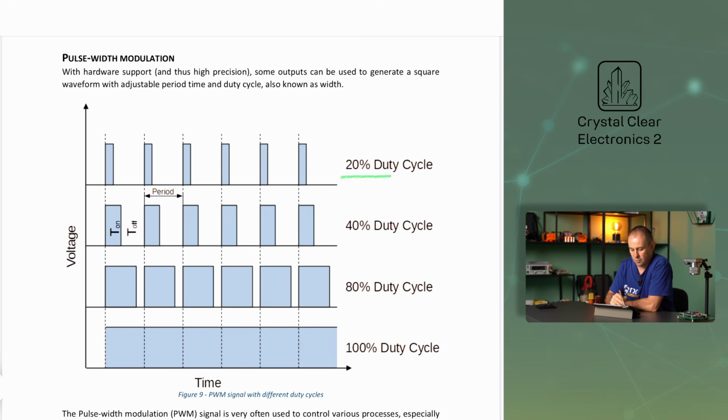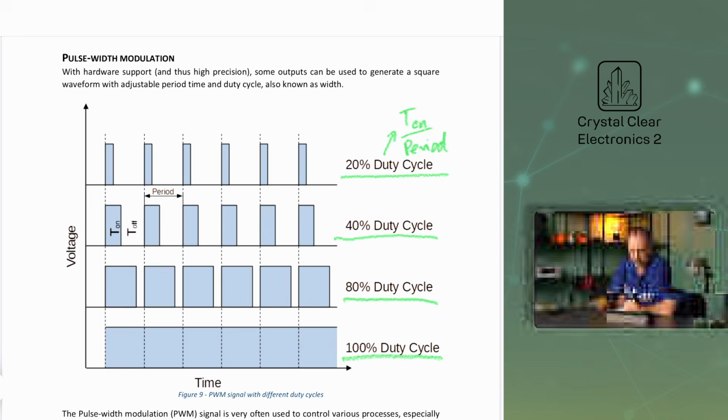The first has a 20%, the second 40%, the third 80%, and the fourth signal has a 100% duty cycle. The duty cycle is expressed as a percentage and indicates the ratio between the time spent at a high voltage level and the total period of the signal.